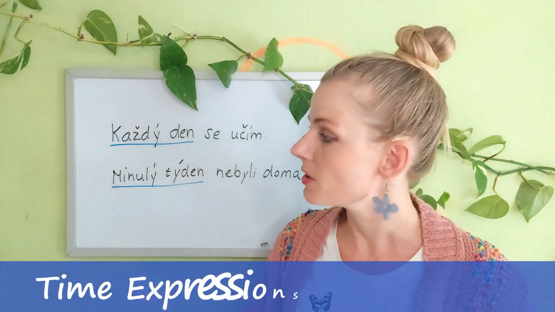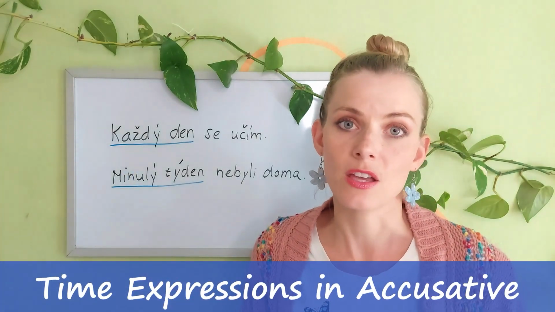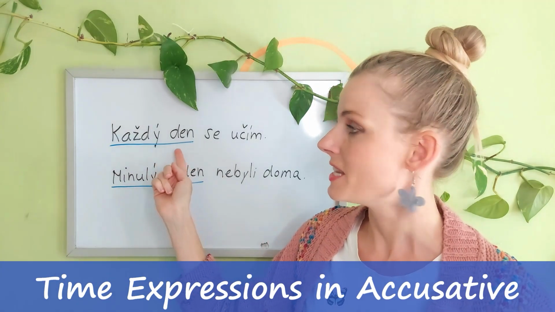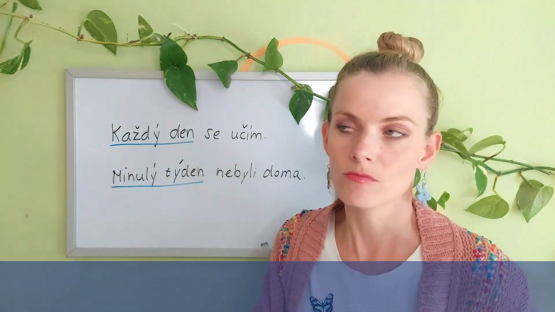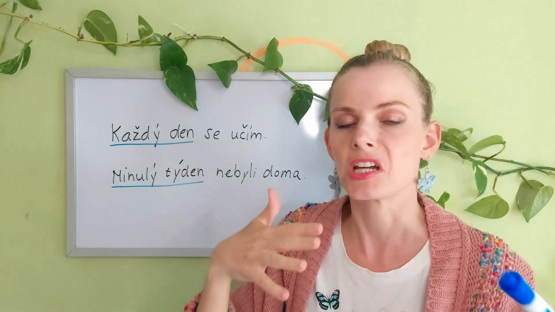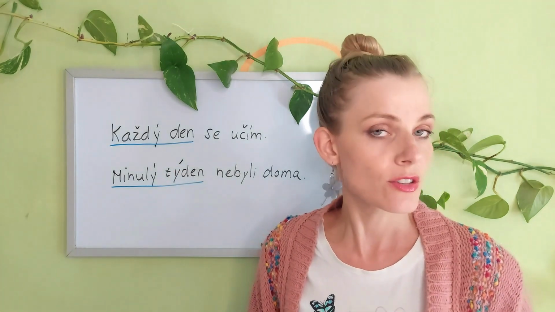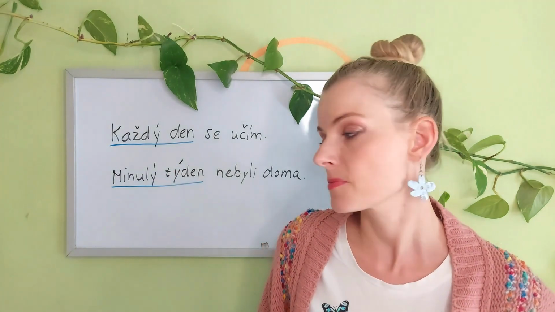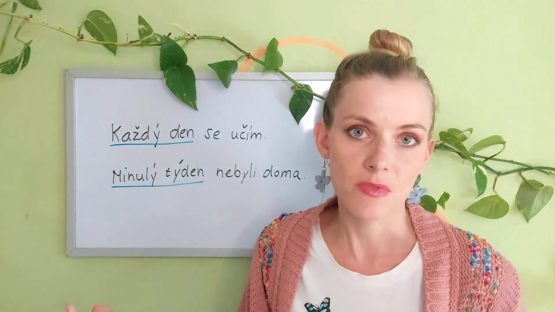Here, you don't have to worry about it being the accusative case because it refers to den. Den is ten. It's masculine, inanimate. Každý den, it's the same in the accusative and the nominative case. Minulý týden, the same thing.